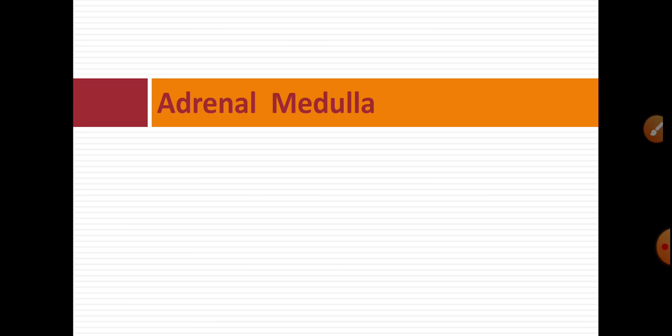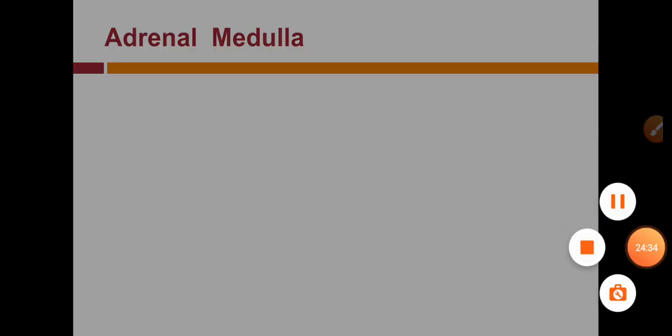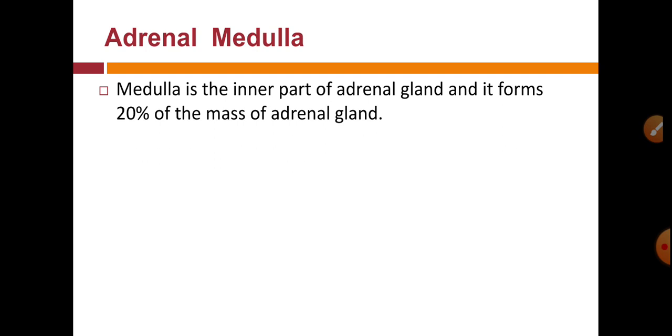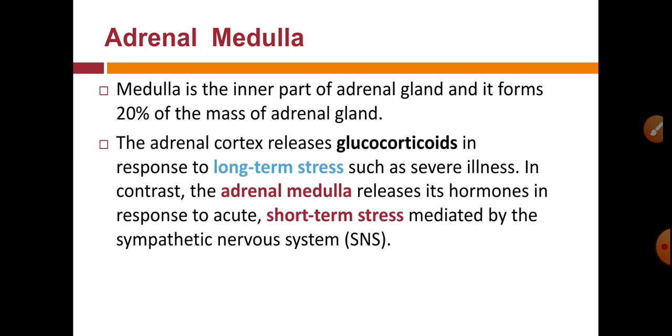So let us start the next topic, that is adrenal medulla. The adrenal medulla is the inner part of the adrenal gland, and it forms only 20% of the mass of the adrenal gland, while the adrenal cortex, the outer part, forms 80%. We have seen their development and structure in the basic introductory lectures of the adrenal gland.